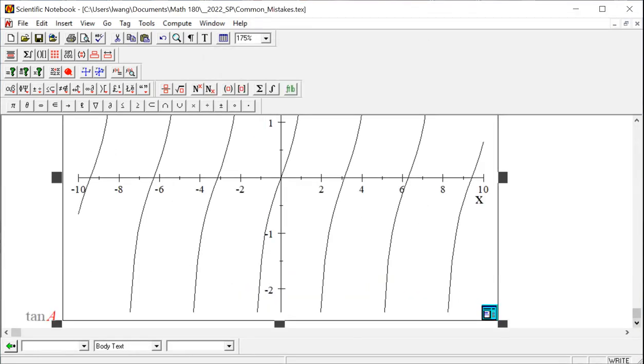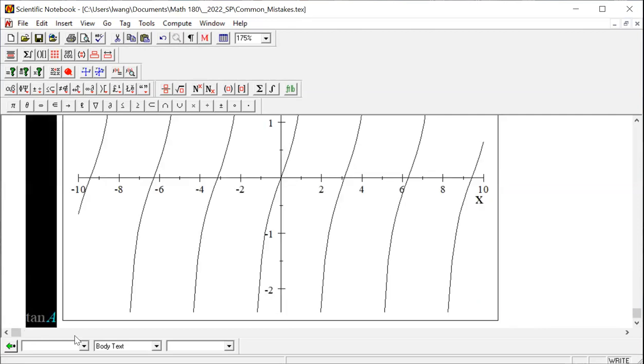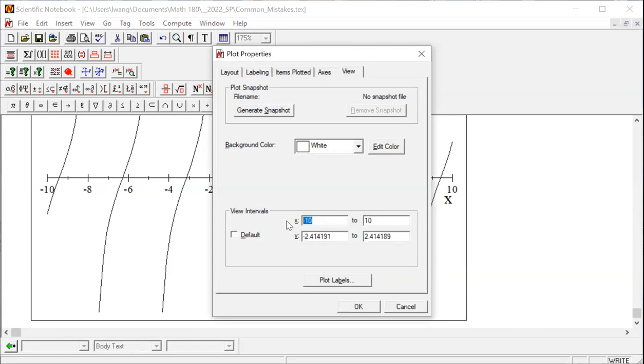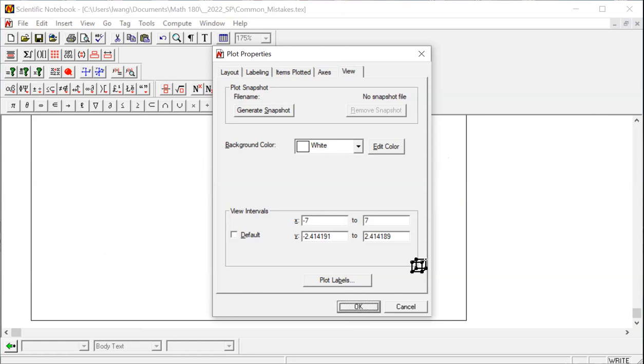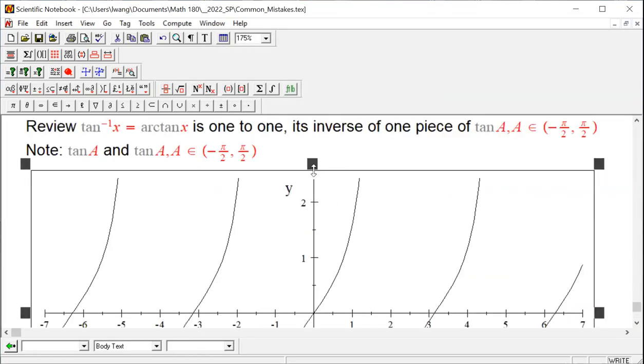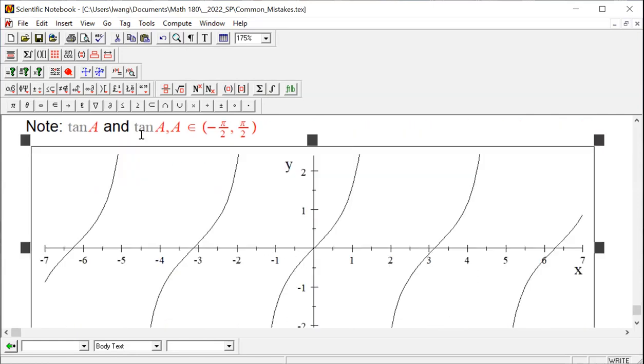Okay, maybe this is a little bit too much. Let's not use so many pieces. Let me do this. I'm just making some adjustments, right? So this is the tangent function. And what is this piece? Right? What is this piece? This piece is just the piece in the middle, right?